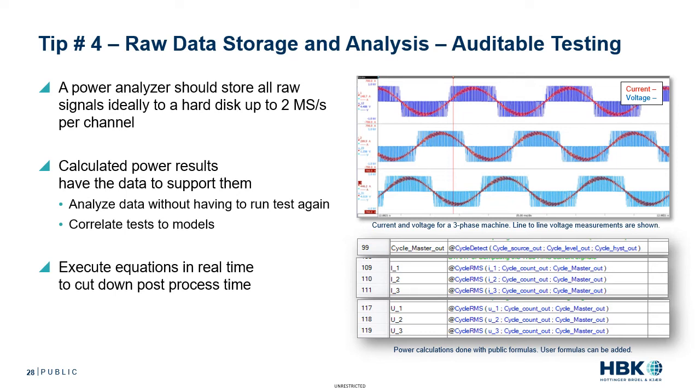In fact, storing raw data should be a prerequisite so you can easily and quickly audit your measurements, recalculate and validate your power results, or even do a deep dive into your control algorithms, and allow you to correlate tests to models at any time without having to run the entire test again, which can take up costly lab time and resources. It's also important to have public formulas. As you see here, you can actually see how the results were calculated. It's another way to audit your measurements. You should also have the ability to create your own custom formulas, ideally calculated in real time and for post-examination for advanced analysis.